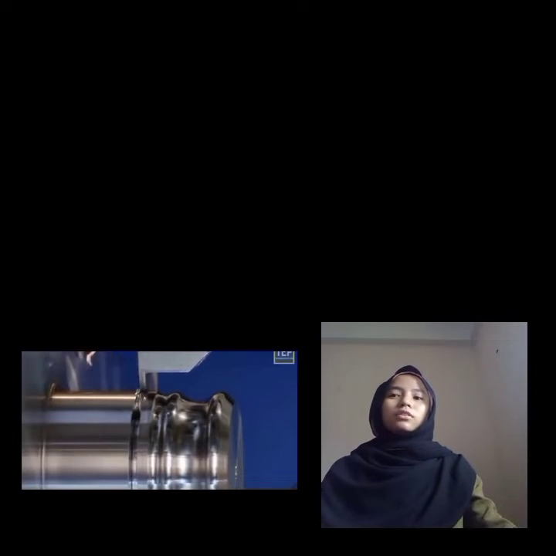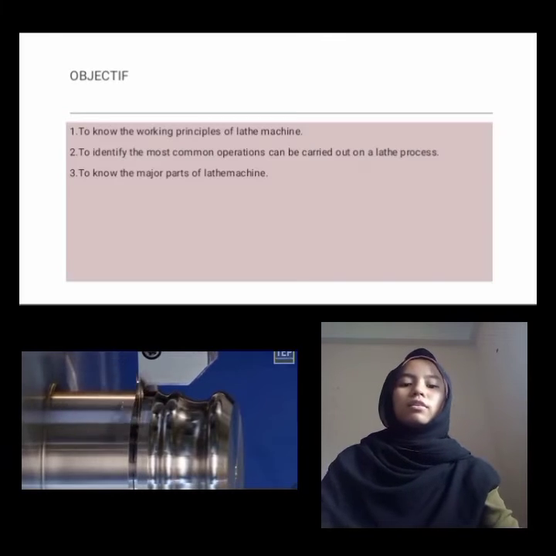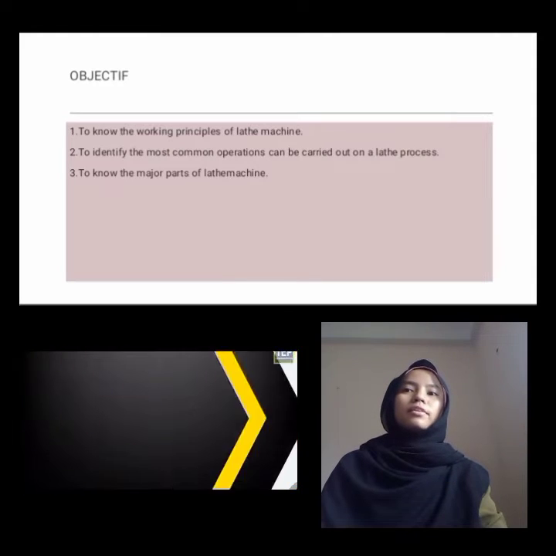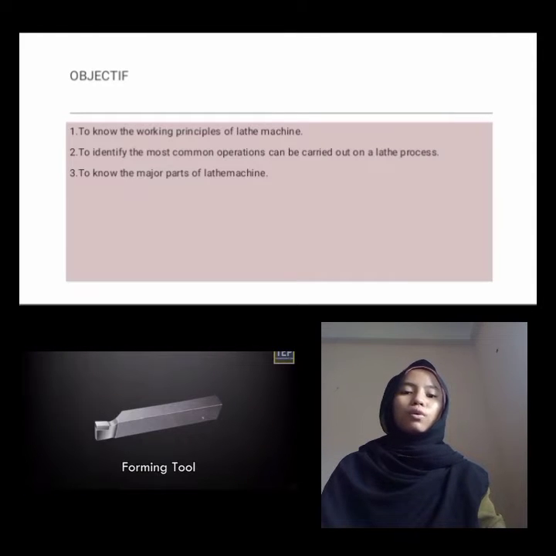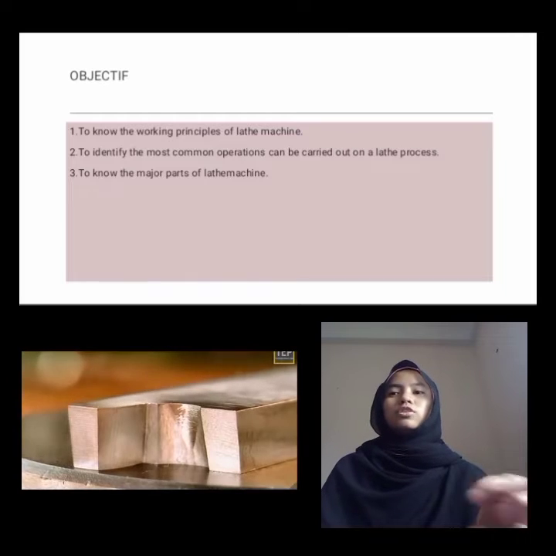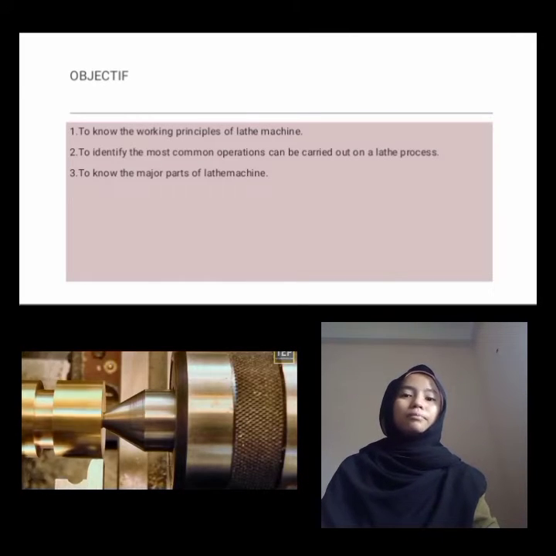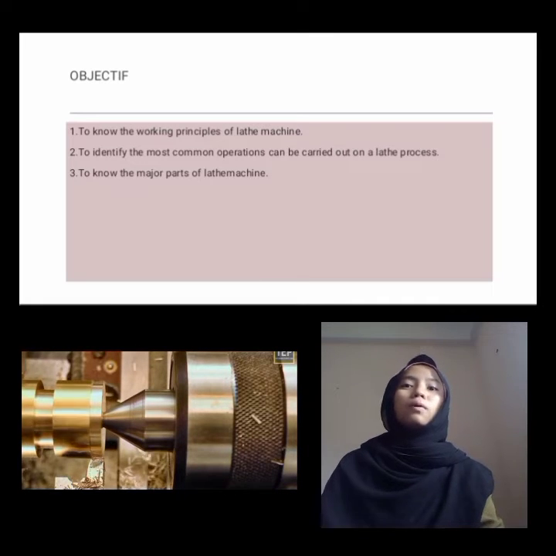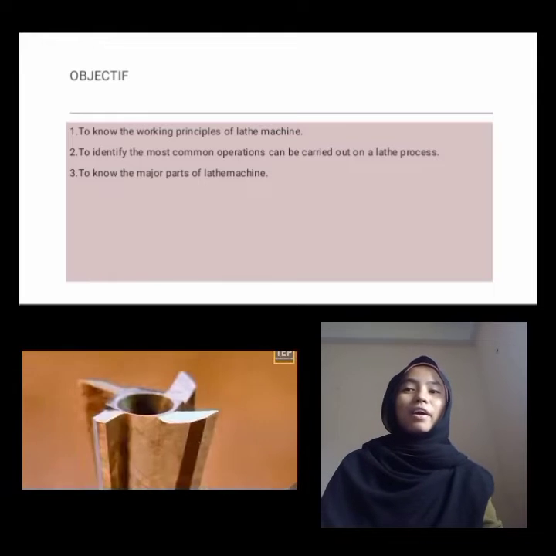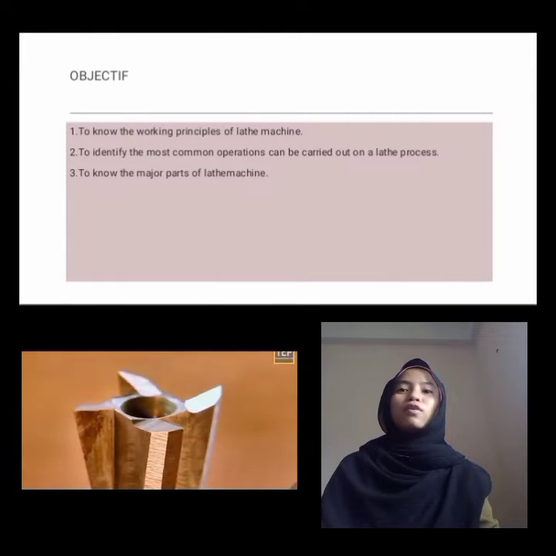Okay, so next we look at the lathe machine objectives. We have three objectives. Number one is to know the working principle of the lathe machine. Number two is to identify the most common operations that can be carried out in the lathe machine process. Number three is to know the major parts of the lathe machine.